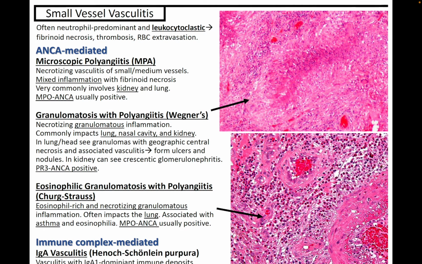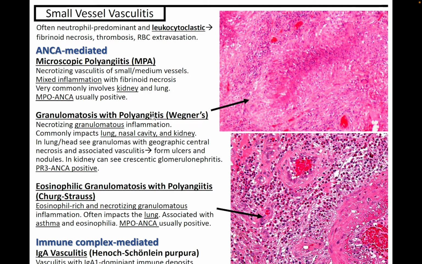So moving right along, the small vessel vasculitis. It is often neutrophil predominant and leukocytoclastic, leading to fibrinoid necrosis, thrombosis, and red blood cell extravasation. The first category is ANCA-mediated, so microscopic polyangiitis, or MPA, is a necrotizing vasculitis of small and medium vessels with mixed inflammation with fibrinoid necrosis. And it very commonly involves the kidney and lung. MPO ANCA is usually positive.